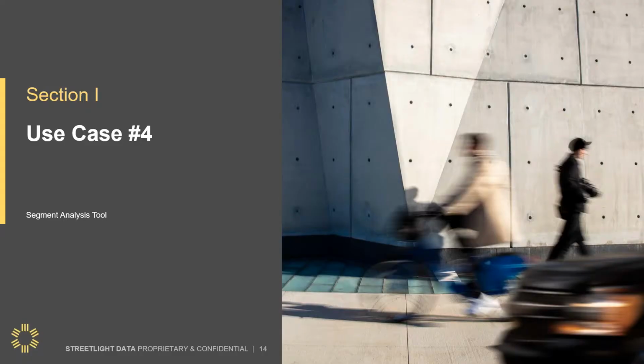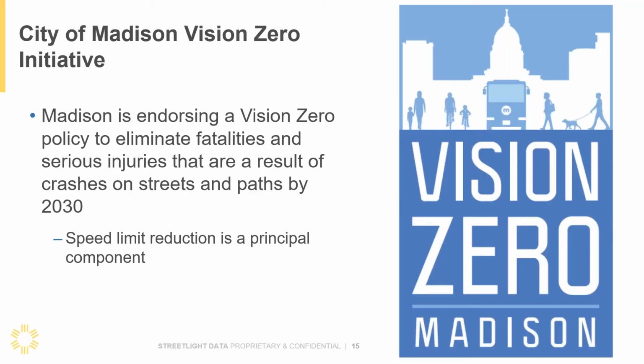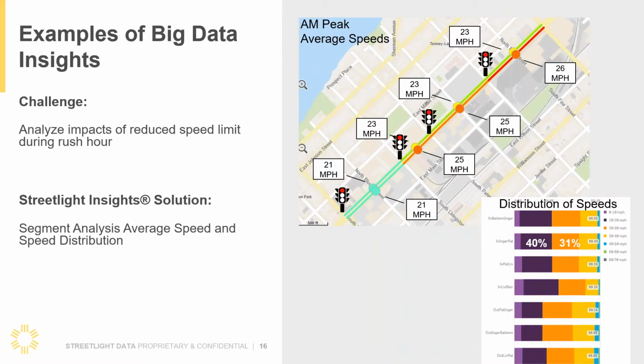Use case number 4 is a segment analysis tool that Colleen has worked on quite a bit. So before getting to that, I should talk about the Vision Zero initiative in Madison. Madison is endorsing that. The policy is to eliminate fatalities and serious injuries that are a result of crashes on streets and paths by 2030. So speed limit reduction is one of the principal components of that initiative. Next. So one corridor that's being investigated is the East Washington corridor.